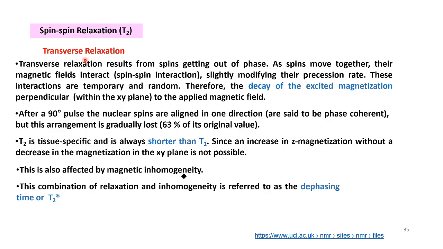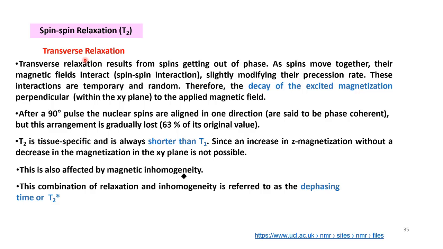After a 90-degree pulse, the nuclear spins are aligned in one direction, but this arrangement is gradually lost, down to 63% of its original value, and T2 is shorter than T1. T1 relaxation takes a much longer time, but T2 takes a shorter time as compared to T1. An increase in the Z magnetization without a decrease in the magnetization in the XY plane is not possible. So that is why the time taken is less.